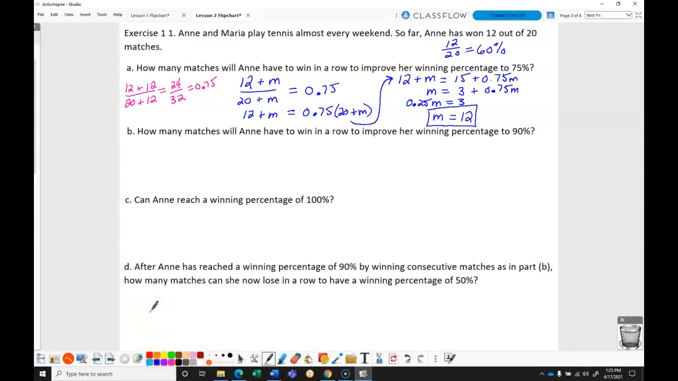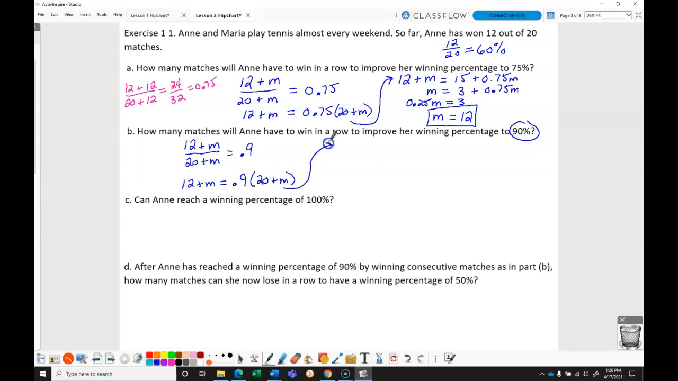In the second one, we're going to do the same process, only this time we want to raise her percentage to 90%. I'm going to predict that the number of matches is going to be much higher to get it to the 90%. So again, we're still using the 12 plus m over 20 plus m, but instead of equals 0.75, we're going to say that equals 0.9. So I'll multiply both sides by this denominator. In other words, 12 plus m equals 0.9 times 20 plus m.